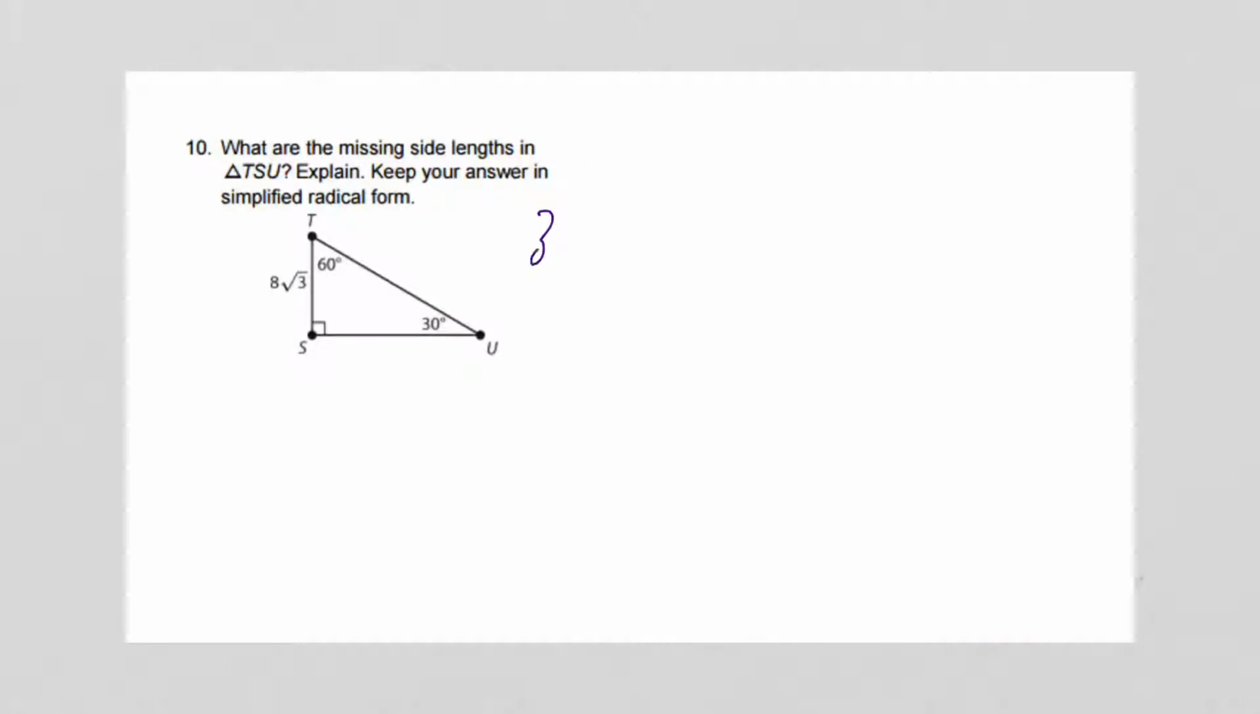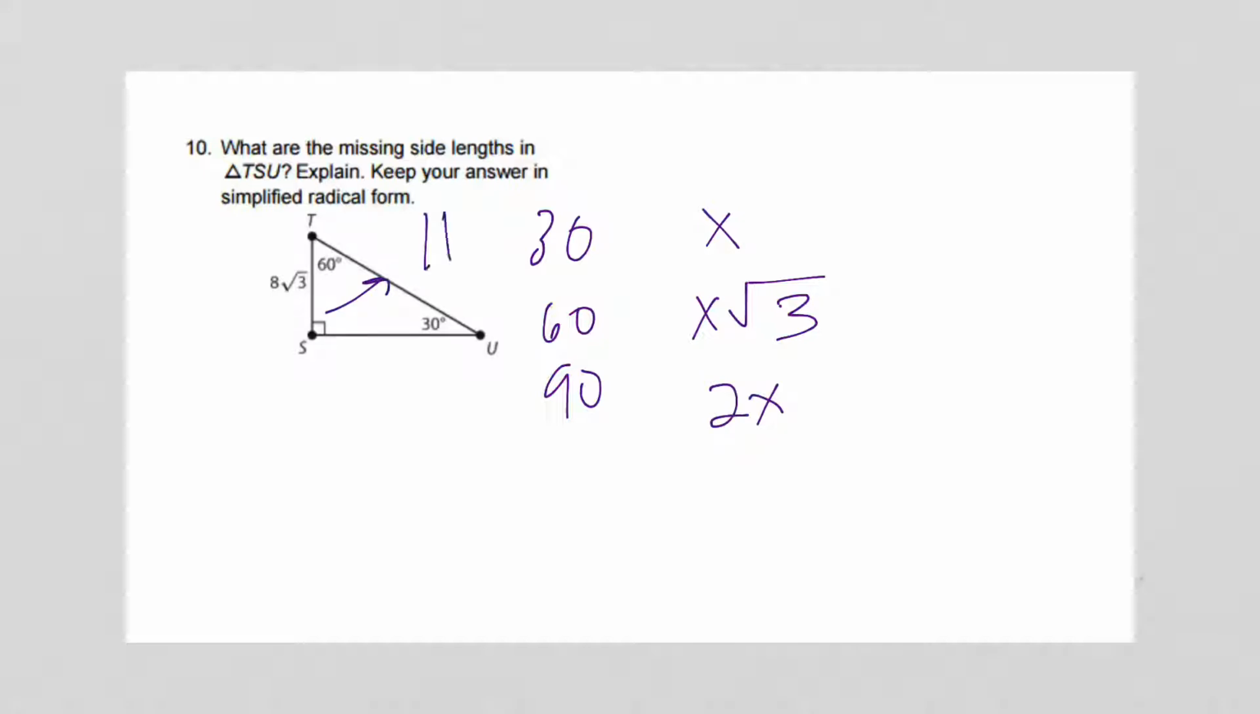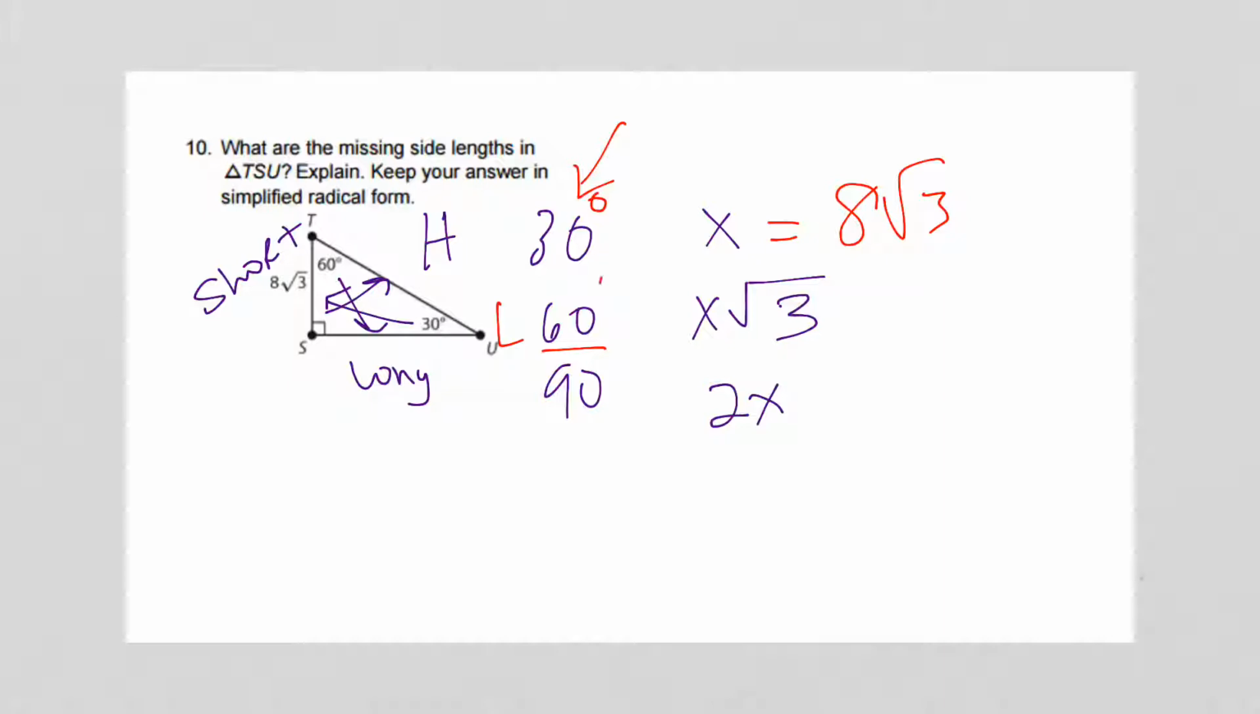30, 60, 90 triangle. The side across the 30-degree angle is called your short side. Across the 60-degree angle is called your long side, and across the right angle is called the hypotenuse. They don't give us the hypotenuse, they don't give us the long leg, but they sure give us the short leg. So the short leg is what our x value is, because it's across the 30-degree angle, so 8 square root of 3. So in order to find the long leg, the side across the 60-degree angle, all I have to do is substitute 8 square root of 3 into x.